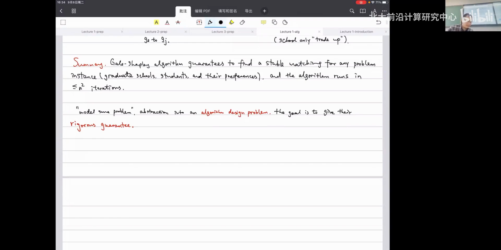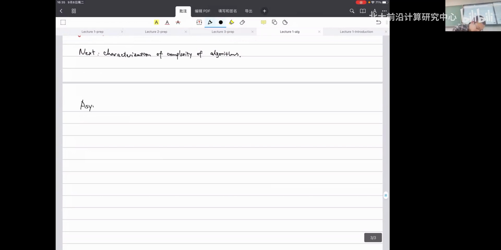So after I give you this very beginning case for the stable matching problem, next we want to have a more detailed characterization. We have some fast algorithm, some good algorithm, but what is good? What is fast? So we want to give some more detailed characterization of the complexity of algorithms. This is in general achieved by the so-called asymptotic notation.